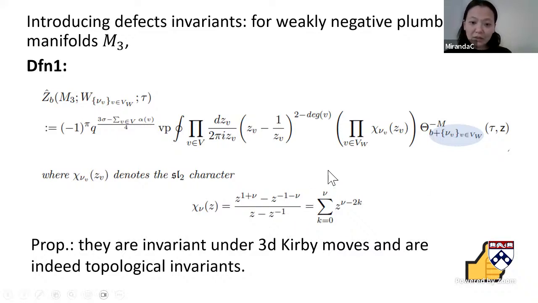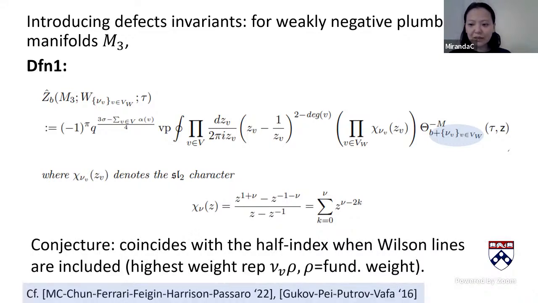Yes. So at least mathematically, you could prove that they are topological invariants because you could check that they are invariant under these 3D Kirby moves that I was mentioning earlier. And indeed, as I think that was Greg, right? The conjecture is that they give the answer of the half-index when defect operators are included.